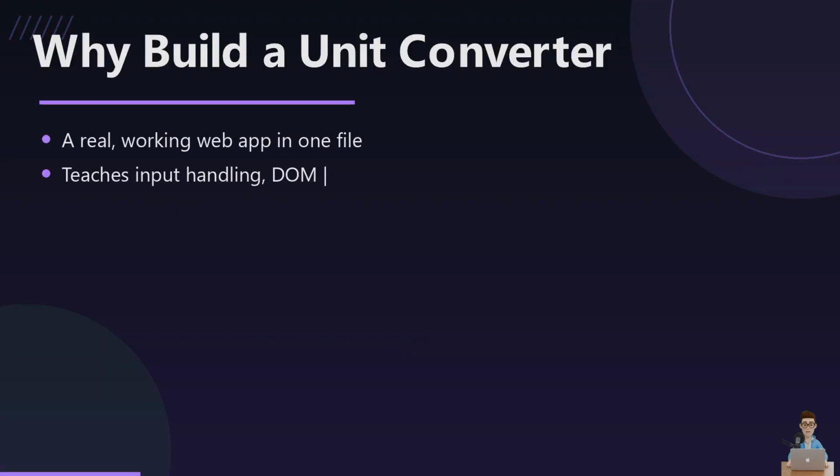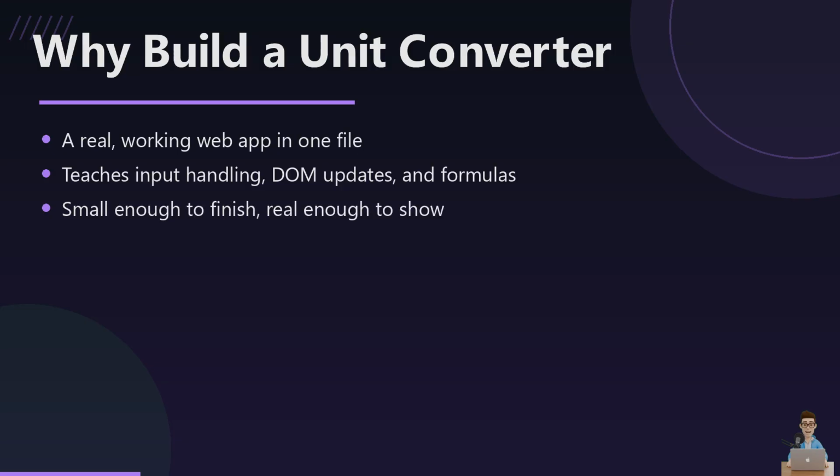Honestly, I'd rather see a unit converter on a resume than a to-do app. A to-do list hides the interesting part behind add and remove from a list. A converter forces you to read an input, transform it with real logic, and write the result back out, which is most of what front-end work actually is. It's small, but it's not a toy.